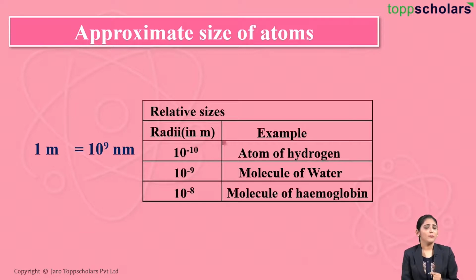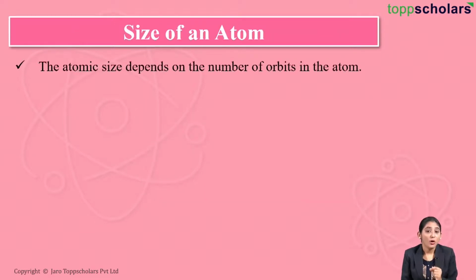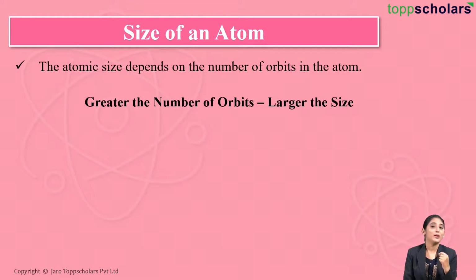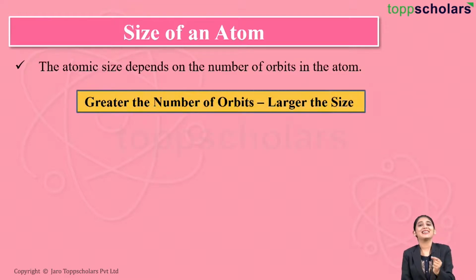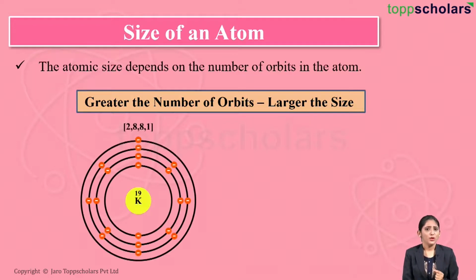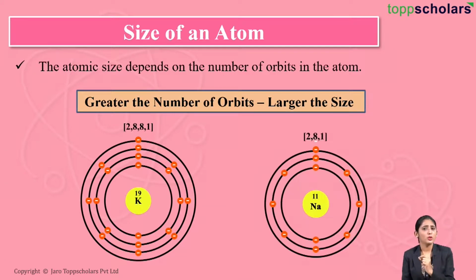But why is this so? This is because the atomic size of an atom depends upon the number of orbits present in the atom, which means that the more the number of orbits, the larger is the size of the atom. Let's take an example for this. So here I have an atom of potassium, right? So as you can see, potassium has how many orbits? 4 orbits exactly.